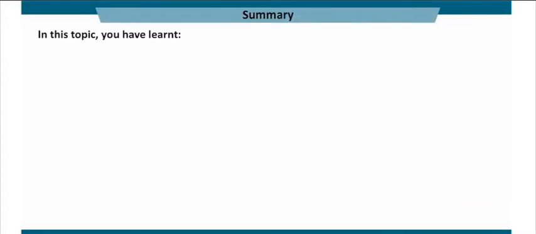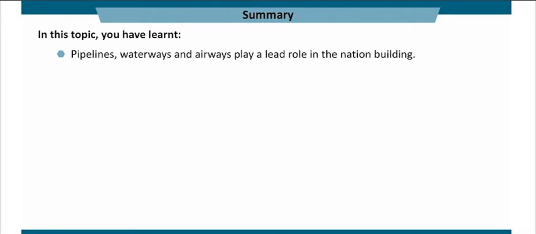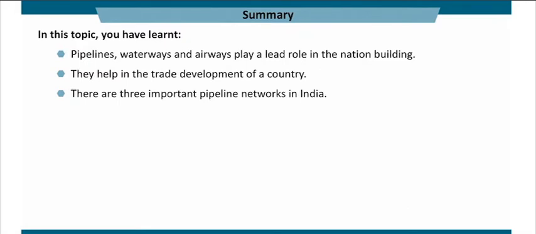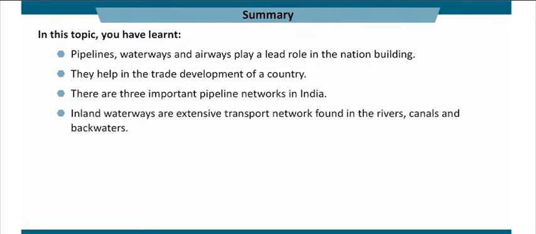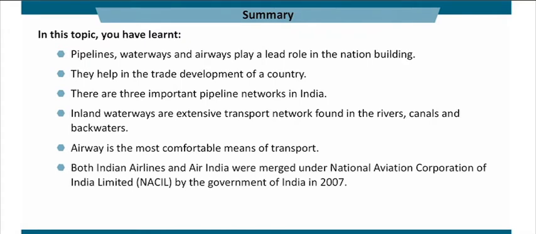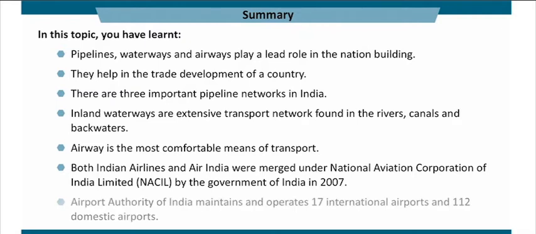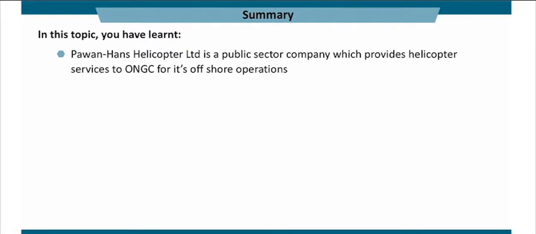In this topic, you have learned that pipelines, waterways, and airways play a lead role in nation building. They help in the trade development of a country. There are three important pipeline networks in India. Inland waterways are extensive transport networks found in the rivers, canals, and backwaters. Airways is the most comfortable means of transport. Both Indian Airlines and Air India were merged under National Aviation Corporation of India Limited (NACIL) by the Government of India in 2007. Airports Authority of India maintains and operates 17 international airports and 112 domestic airports. Pawan Hans Helicopter Limited is a public sector company which provides helicopter services to ONGC for its offshore operations.